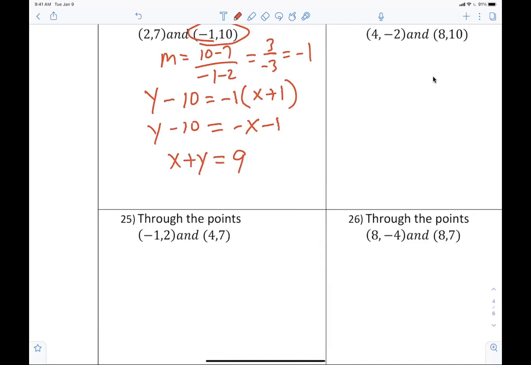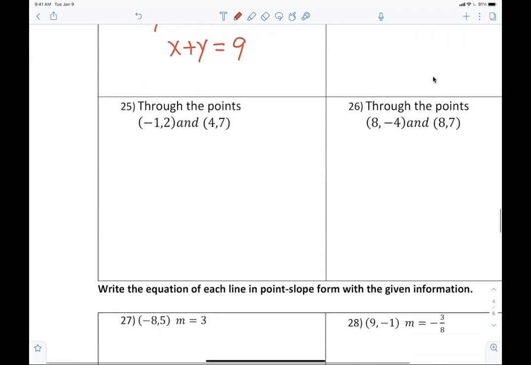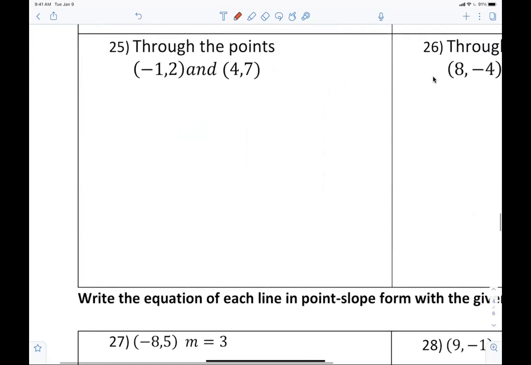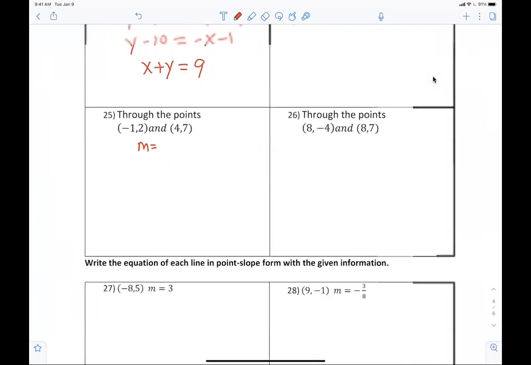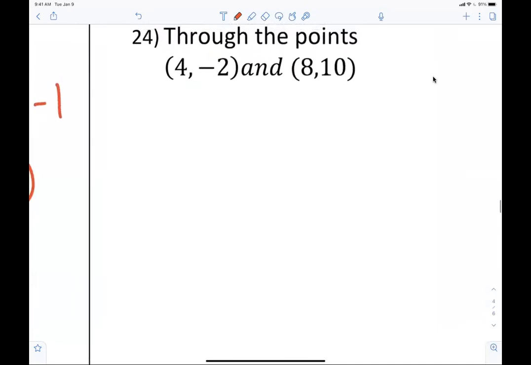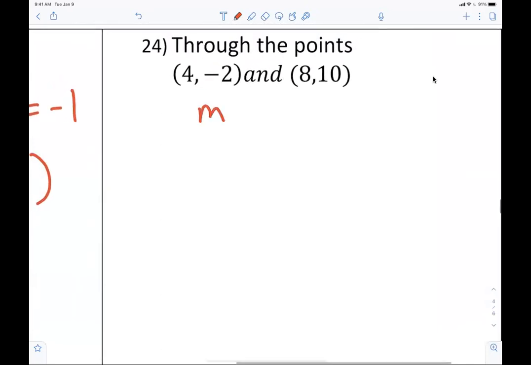Brennan, how are you doing? You know what you're doing? All right, 25. Calculate the slope for me. M equals 10 minus 4. Which number are you doing? Oh, okay, I'll let you do 24. I don't care. 24. M equals what? Everything 10 minus 4. No.